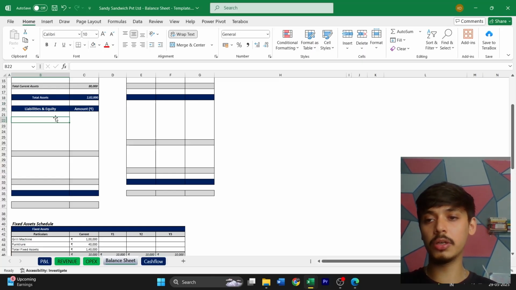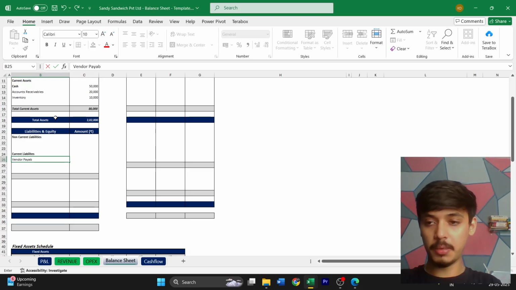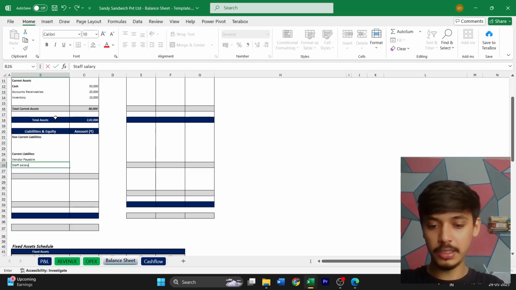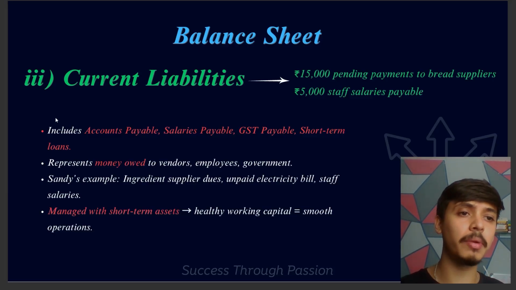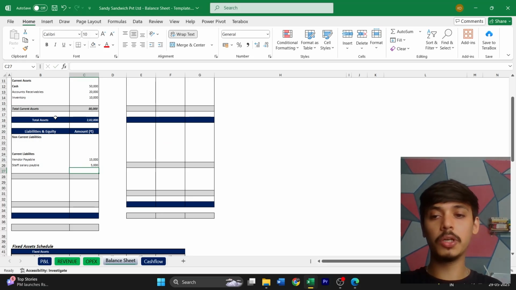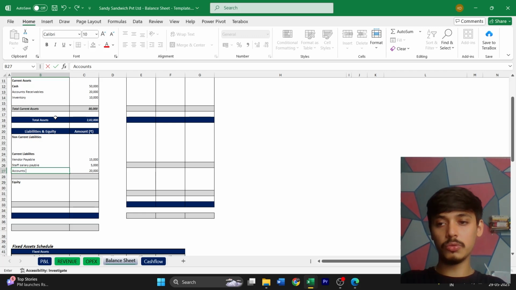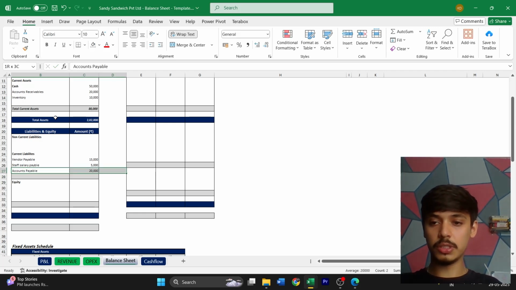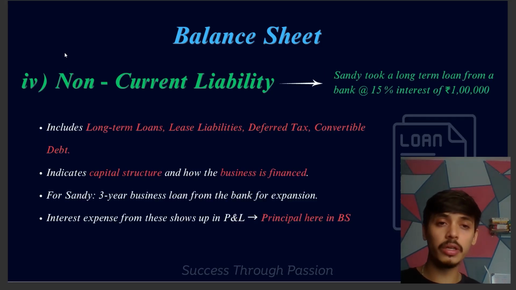So we will start with our non-current liabilities. Then we have current liabilities, under which we have vendor payable and staff salary payable. So vendor payable is at 15,000. As we saw, 15,000 is the pending payment to bread suppliers, who are one of our vendors from whom we are purchasing bread to make our sandwiches. And the next amount is 5,000, which is payable to one of our staff. So that way we get a total of 20,000 as our accounts payable. So this is the total. I'll just italicize it. So that completes the current liabilities. Next, we will move on to the non-current liability.